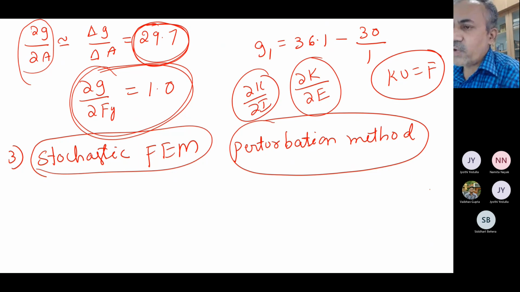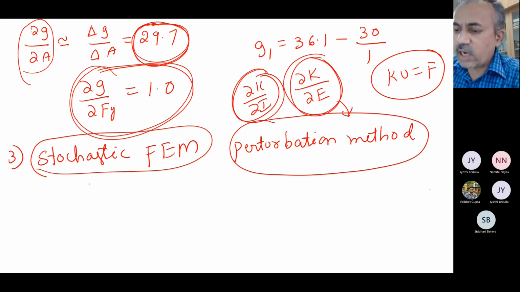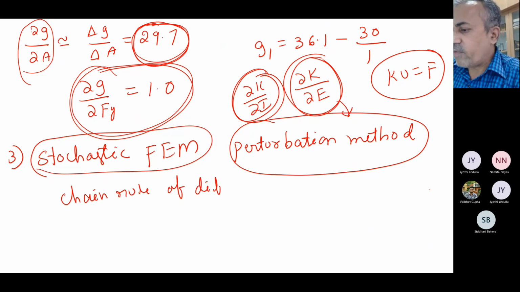In FEM, you may have to do this at the elemental level or at the structure level, where you will know the element stiffness matrices. So this has to be calculated, and you can do it from this perturbation method. It is very straightforward and is nothing but the chain rule of differentiation. There is nothing special about this method, it is just the chain rule of differentiation you have to do.